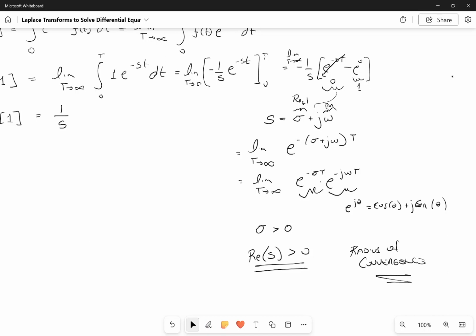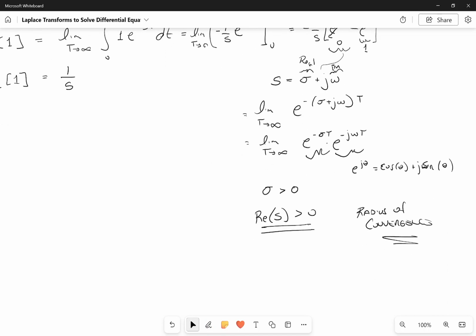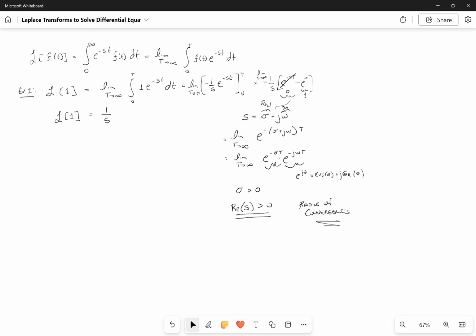Okay, this is a radius of convergence where this Laplace transform is valid. All right, so when we look, we're going to get a table. This isn't in the table. There's a table that you can look up of all the Laplace transforms of known functions. Okay, let's try another one, just to keep going on this.